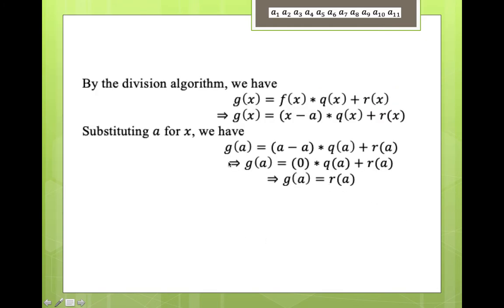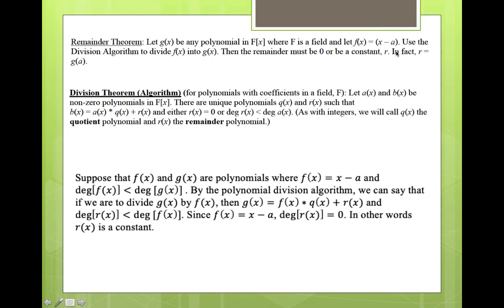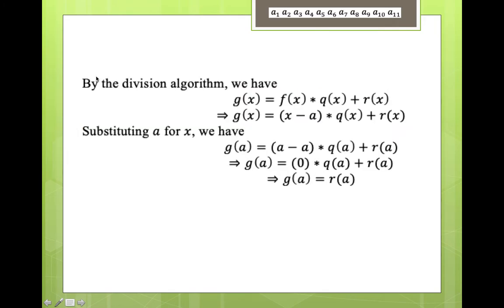And then moving on to the second part, we're trying to prove that the remainder is in fact what g of a is, okay? So if we use that division algorithm, g of x is f of x times the quotient plus r of x. f of x can be replaced with that x minus a. So we've taken that and replaced it with what we know f of x to look like. And then substituting a in for each of these values of x, we have g of a is equal to a minus a, and that will yield 0 in the next step, times q of a plus r of a.